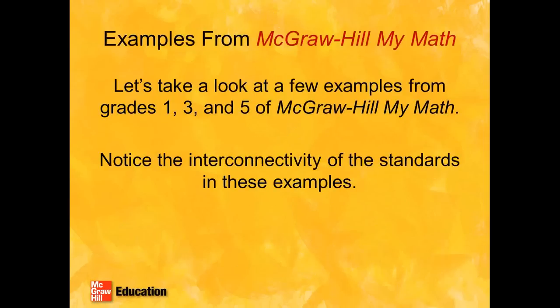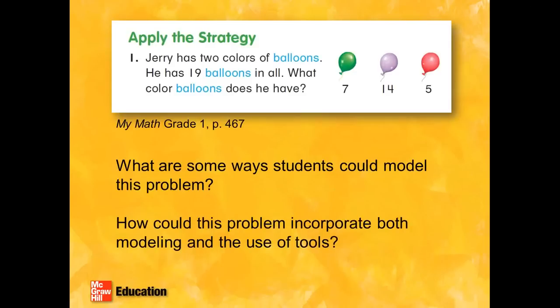So I just want to point out a few examples in McGraw-Hill My Math again that show different ways that we identify or provide for teachers an opportunity for making connections between the modeling of the mathematics and the use of the tool. That in some ways students could model this problem where Jerry has 2 colors of balloons. He has 19 balloons in all. What color balloon do we have? We look at the example that's provided. What tools might students use to solve the problem?